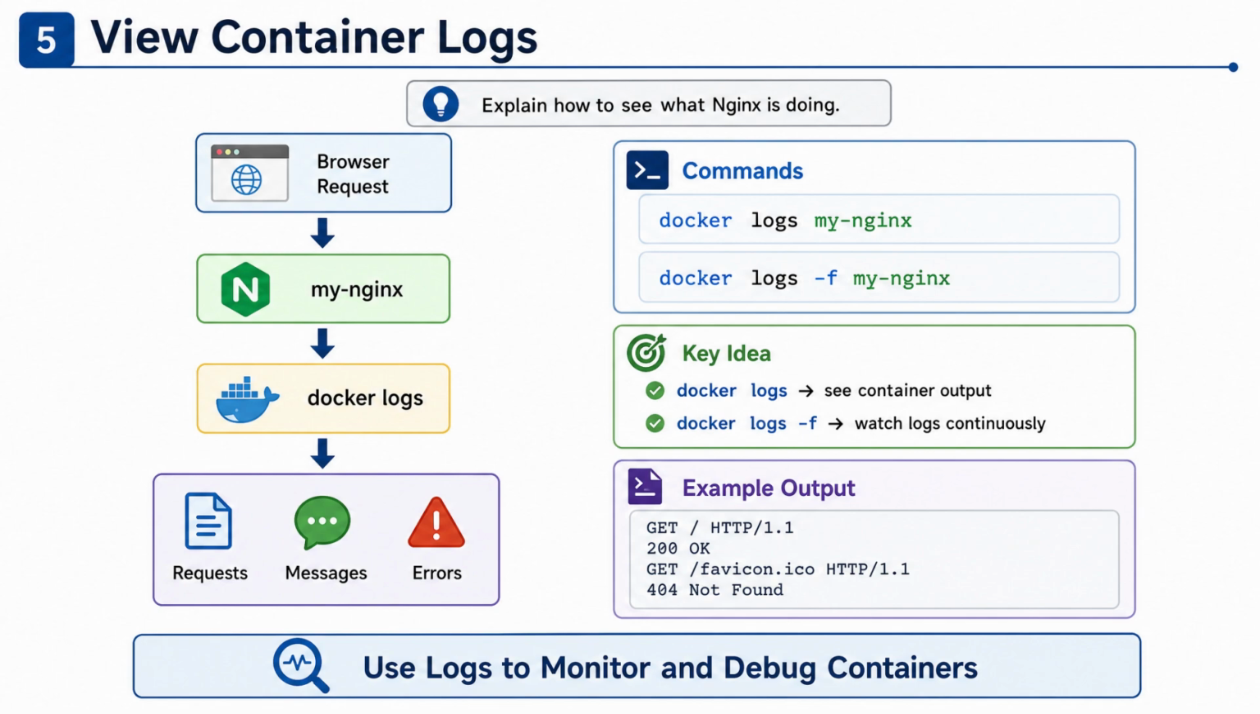When we want to know what is happening inside a container, we can use docker logs. For Nginx, the logs may show browser requests and errors. Adding -f follows the logs continuously, which is especially useful when debugging a running web application.